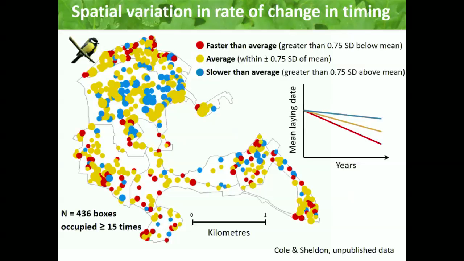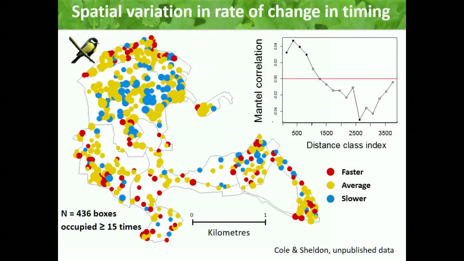Well, when we actually look at this, we see that there is indeed significant variation across the population in the rate of change that birds are adjusting their timing of breeding. So each dot here is an individual nest box, and the colour shows the rate of change in laying over time. So red boxes here are boxes where laying has changed at a faster rate than the population average, so have been getting earlier. Orange are boxes that are around the population average, and blue are nest boxes where laying has actually changed slower than the population average, as just shown by this little schematic here.